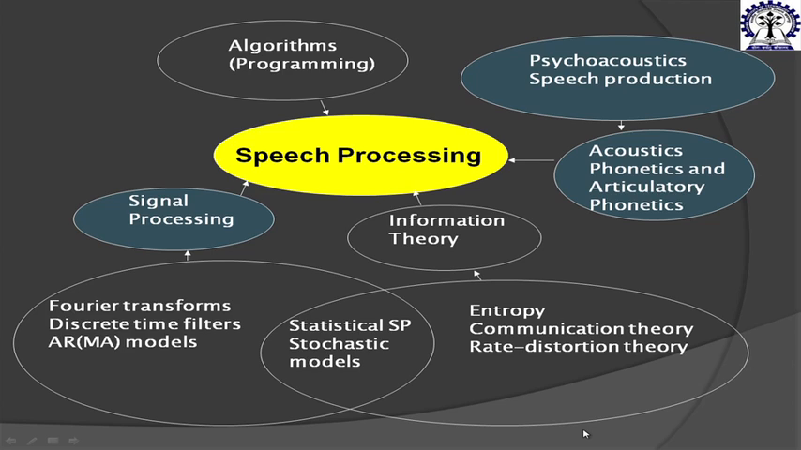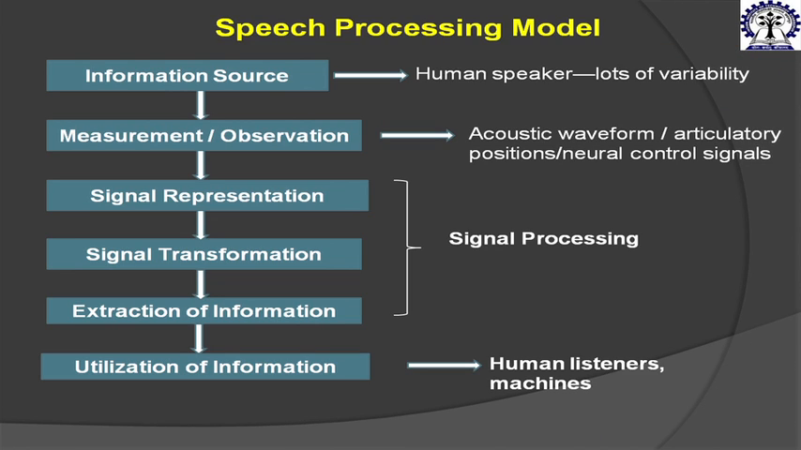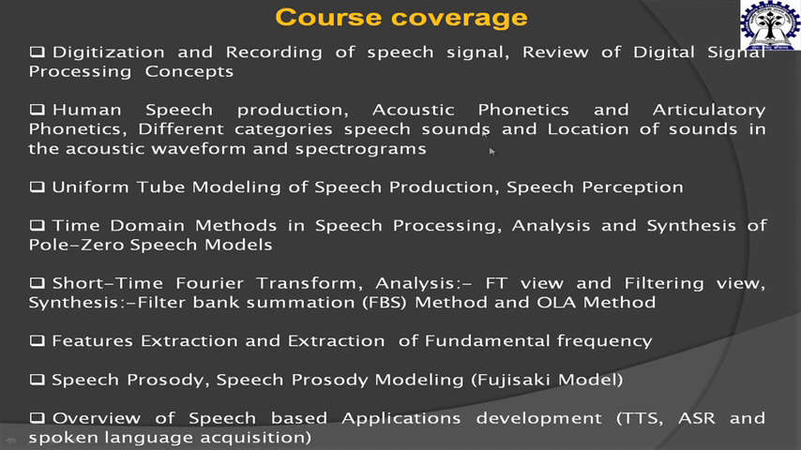Now, if you want to model any kind of speech processing, the human is a speaker, a source of information. We measure whatever the human being has spoken, then we process it, then we produce it to the listeners. So the whole speech processing can be divided into modeling of the human as a speaker, modeling of the human listener, and the signal processing part. That is why the course coverage is designed to cover these things only.